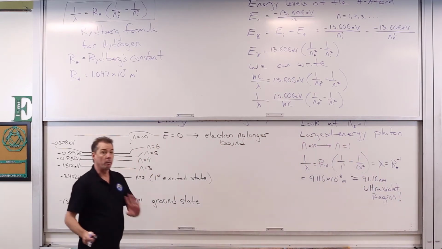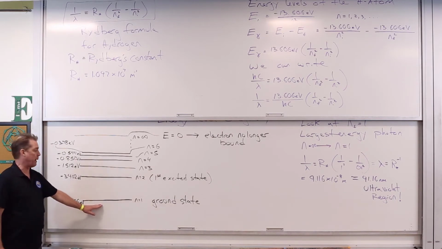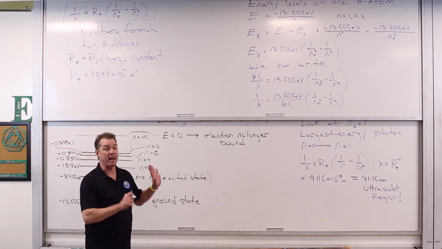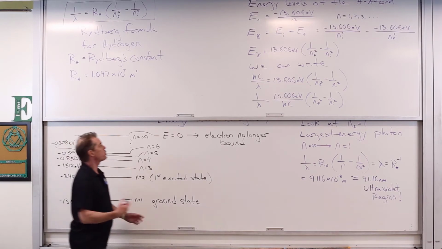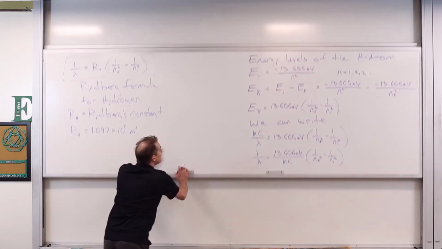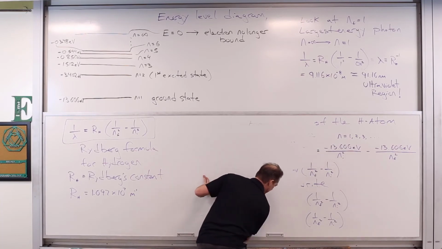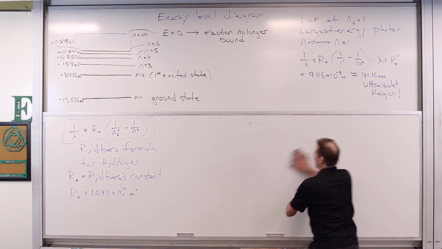All right, well, let's look at a smaller transition that still terminates on the n equals 1 ground state. We could look at the lowest energy possible for that particular end state, and that would be 2 to 1. What sort of wavelength does that give us?